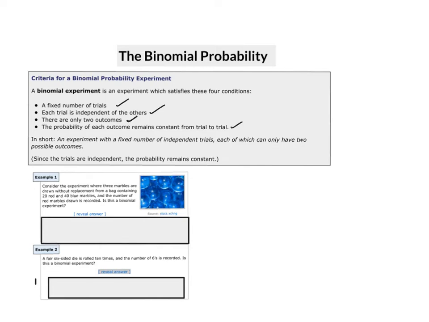So look at this question here, example 1. It says, consider the experiment where 3 marbles are drawn without replacement. And the important bit here is without replacement. From a bag containing 20 red and 40 blue, and the number of red marbles is recorded. So the idea of 2 outcomes, it's either going to be red or not red. And of course, is this a binomial experiment? Well, the answer is no.